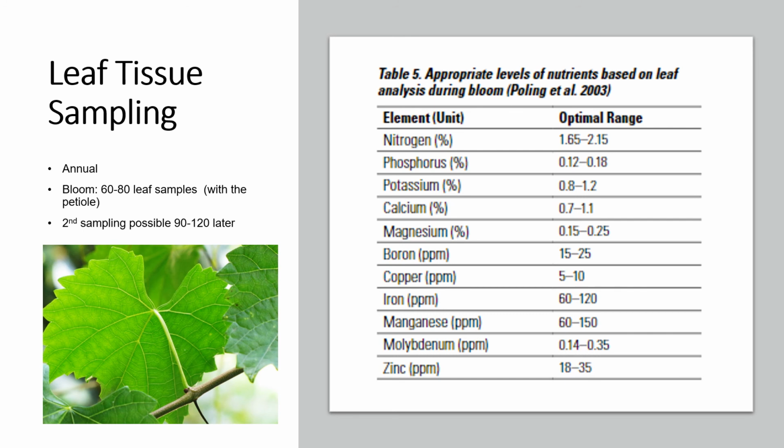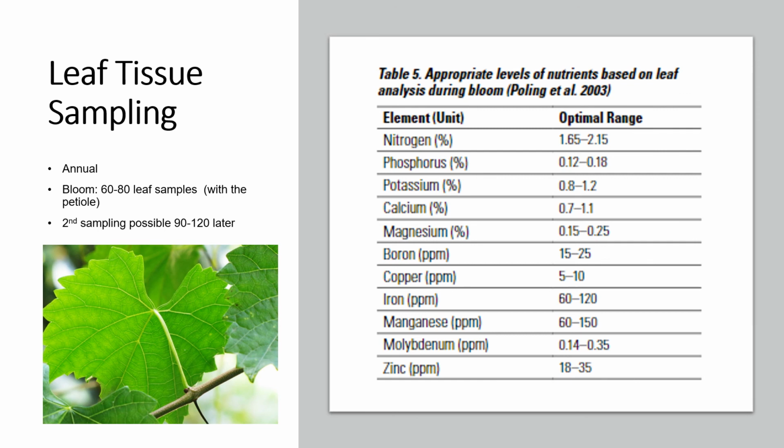Those samples can then be sent into your local lab. So there are plant tissue nutrient analysis labs in several states across the Southeast. NCDA in North Carolina has one, the University of Arkansas has one, as well as several other states as well. And basically what you're going to do is pull those samples, send them into the lab, and they're going to be able to analyze them and tell you the amount of nitrogen, phosphorus, potassium, calcium, and other nutrients that are present.